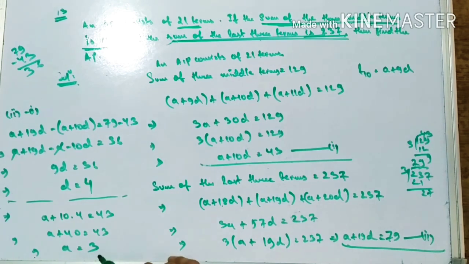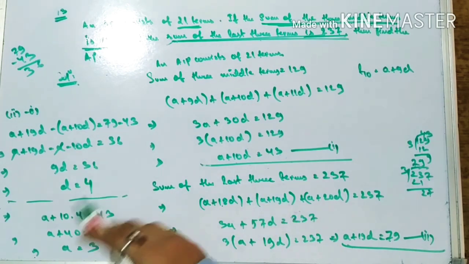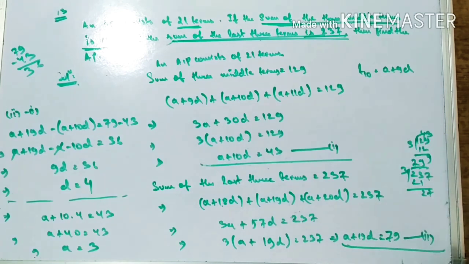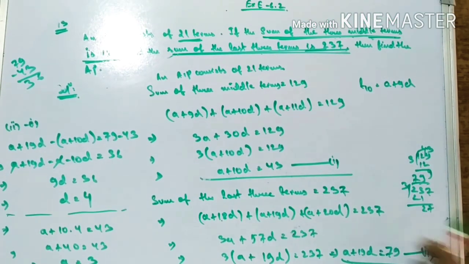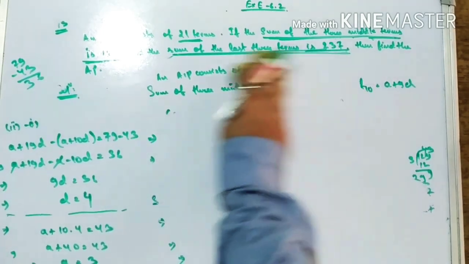So now you see, the first term I got, the common difference I got. Now easily I can find the arithmetic progression. Okay, easily I can find the arithmetic progression. So now I will go in this way. You see.